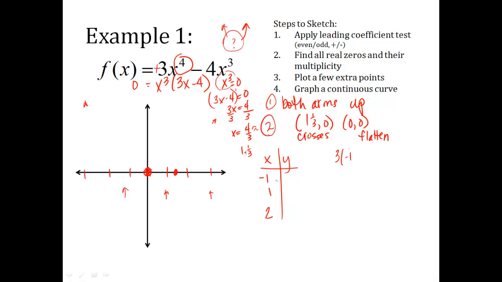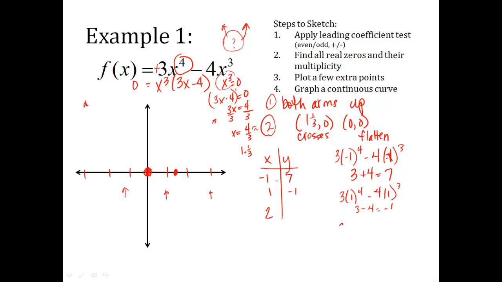3 times -1 to the 4th minus 4 times -1 to the 3rd. -1 to the 4th is a +1 times 3 is 3. Minus -1 cubed is -1 times -4 makes it +4. So this is a 7. All right, now I put in a +1. 3 times 1 to the 4th minus 4 times 1 to the 3rd. Well, that's just going to be 3 minus 4, which is -1.